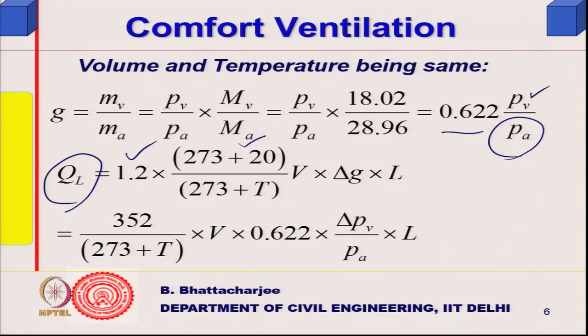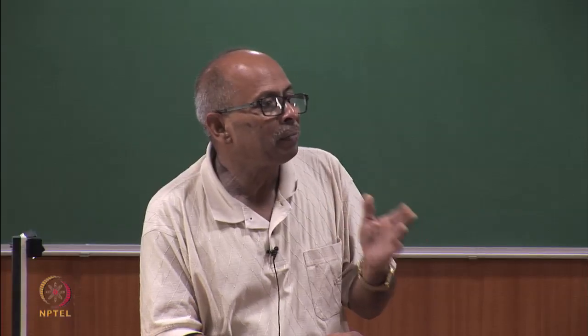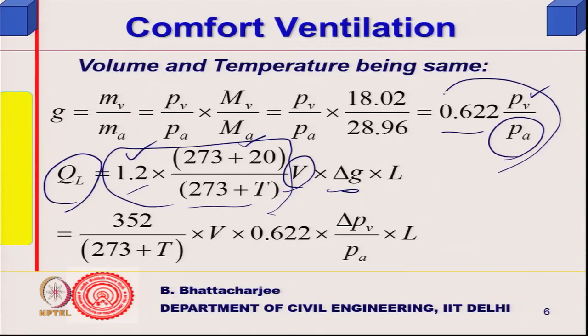This is the temperature at 20 degrees centigrade when it is 1.2. At my temperature, this is the density into V into delta G. And how will you find out delta G? From partial vapor pressure outside and inside, because using this formula, right.